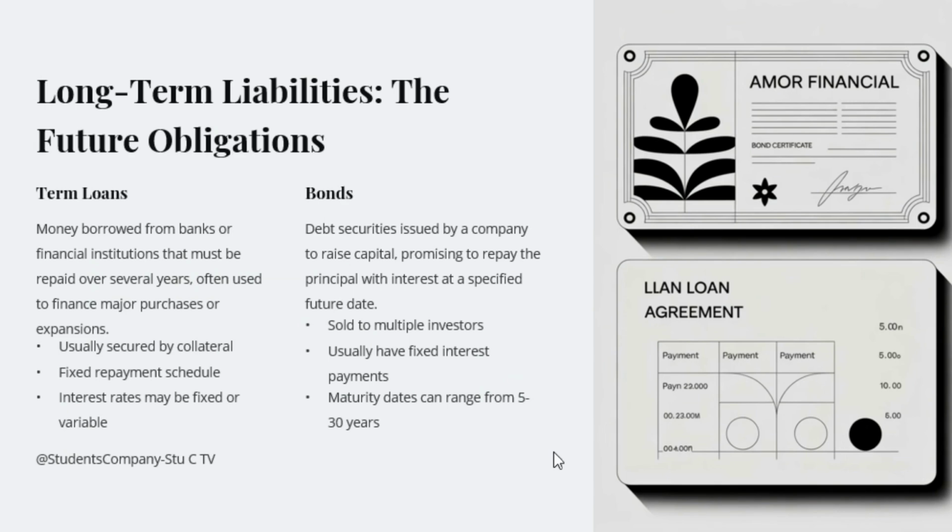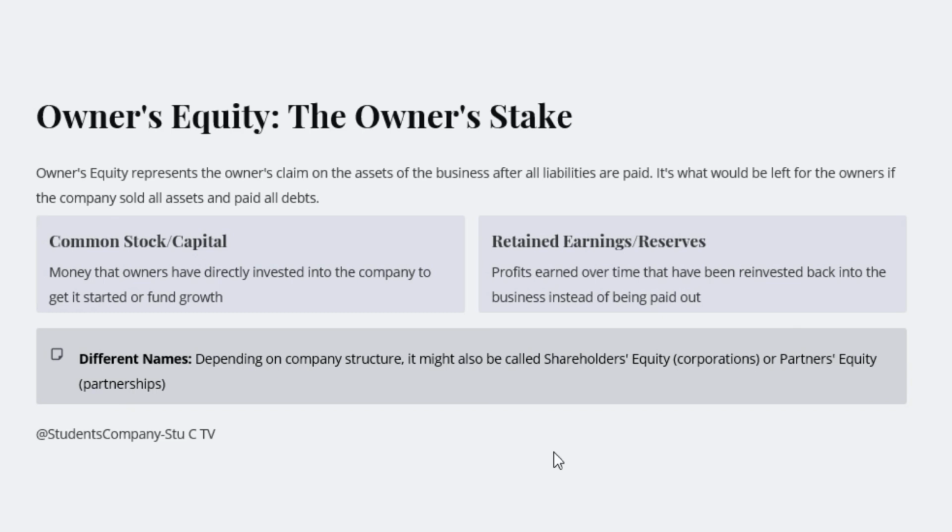Long term liabilities, you can just pause and read. These are long term obligations. Owners' equity will have capital or stock or shares, and reserves from the profit and loss statement. Whatever profit you're earning, you can transfer this to reserves if you want to reinvest the money in the business.